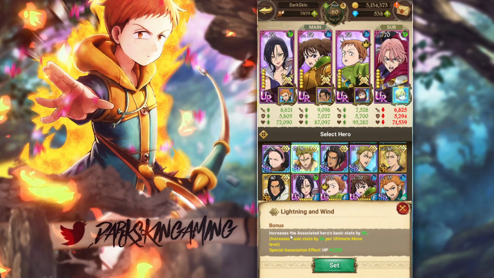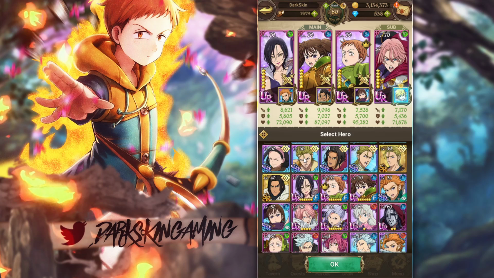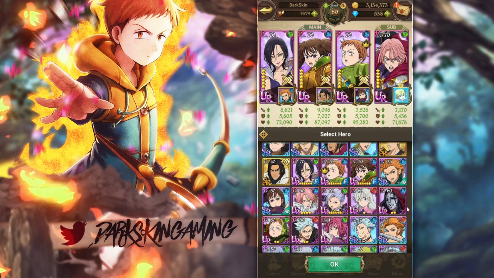Hauser's going to be giving me increase associated heroes basic stats by 9%, increase basic stats by 1% of ultimate move level, increase associations affect HP by 1220, right? That's what Hauser does. So whenever you link somebody as a support, you get increased stats and increased stuff that you would not get if you had a normal support under them, right?